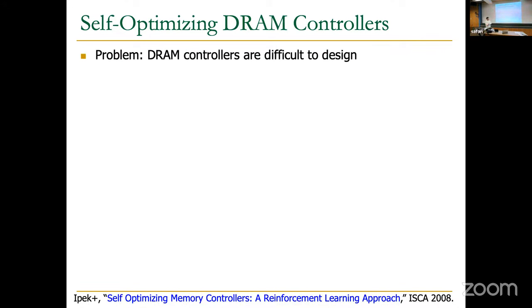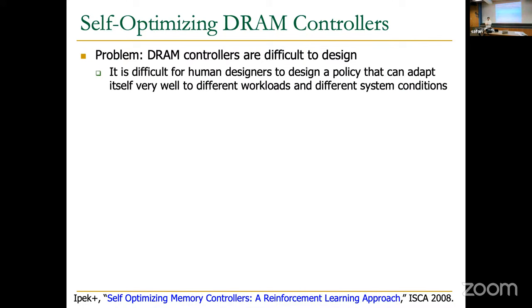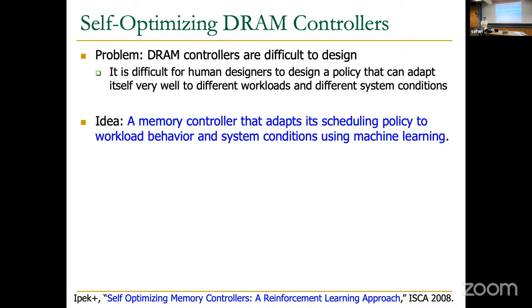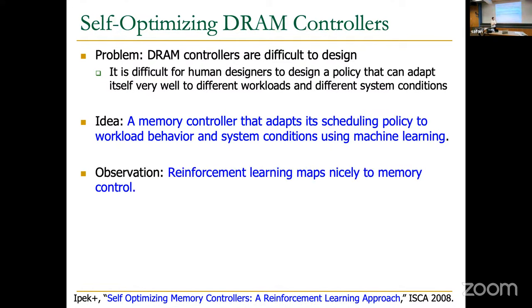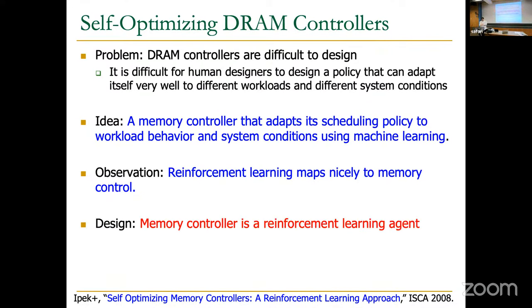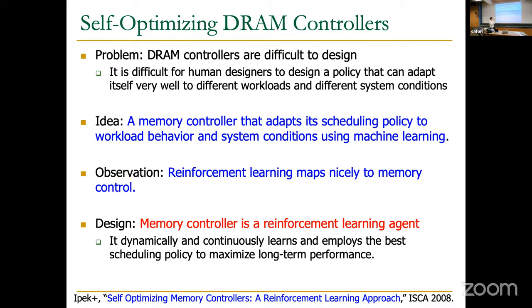But the problem here is DRAM controllers are difficult to design because we work with heuristics, right? It's difficult for human designers to design a policy that can adapt itself to various system states and different workloads. Our idea here is to develop a memory controller that adapts itself to workload behavior and system conditions. We want to use machine learning here. Professor Mutlu in the past found that reinforcement learning maps nicely to memory control. They designed a memory controller that is a reinforcement learning agent. It tries to learn and employ the best scheduling policy to maximize long-term performance. Long-term performance here is really DRAM throughput.